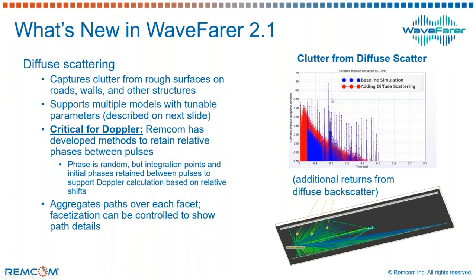Overall, what we tend to see is our complex impulse response shown in blue. When we add in diffuse scattering, we see a great deal of additional clutter, particularly at closer ranges where the power is strong. And this adds more of the interactions that we're going to see as we're driving in an open roadway scene.